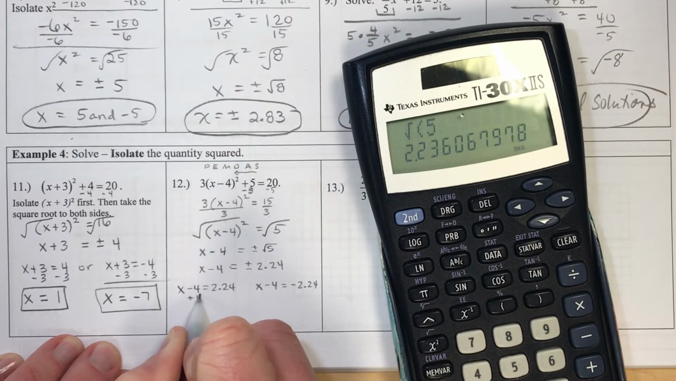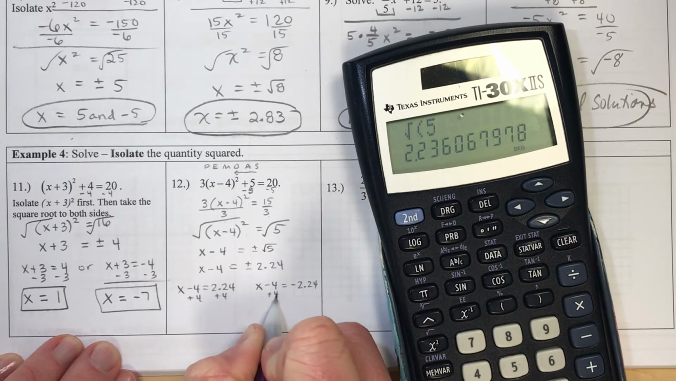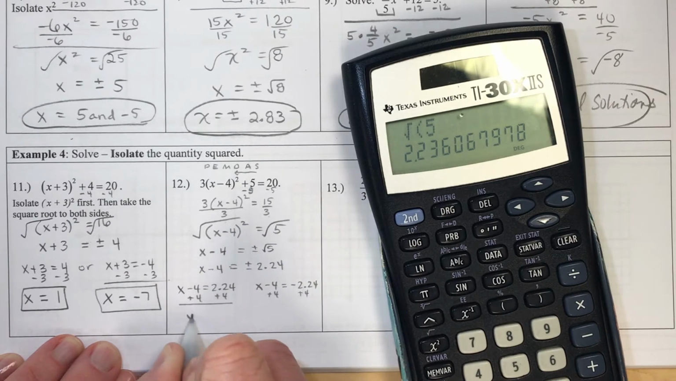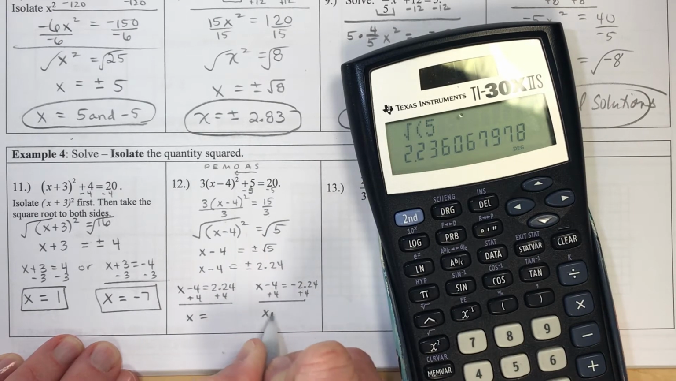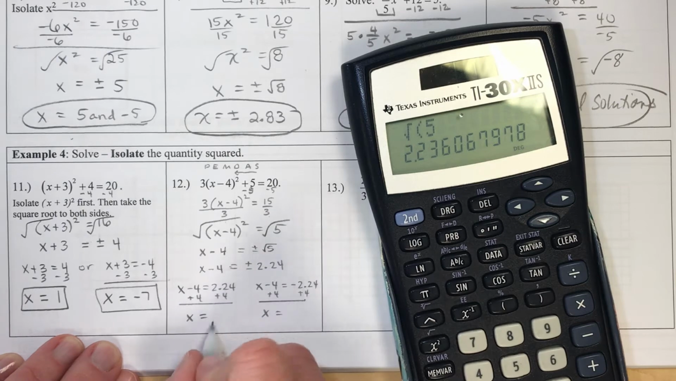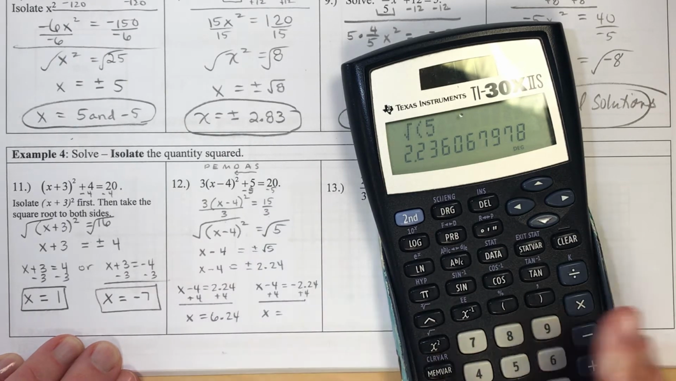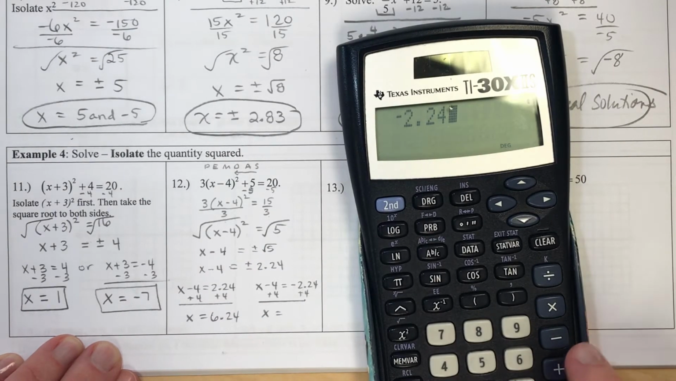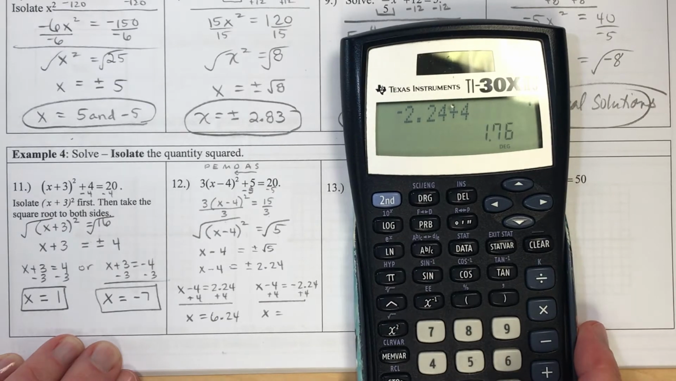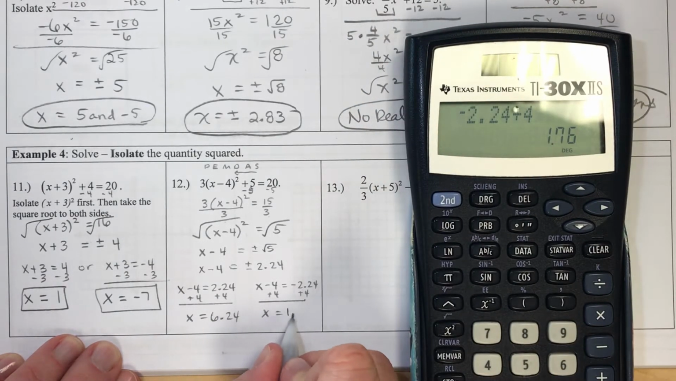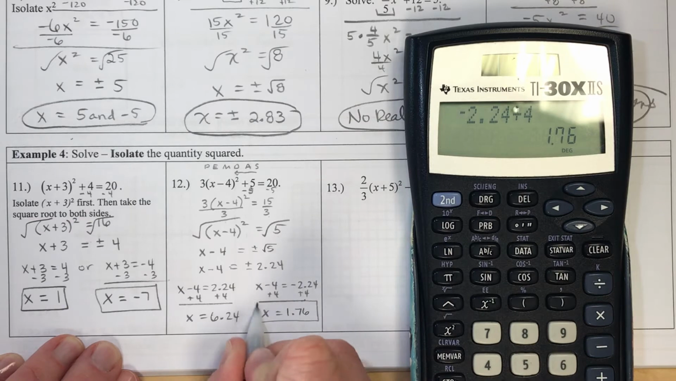And then I'm going to add 4 to both sides, for both of them. But watch, we're going to get 2 different answers. 2.24 plus 4 would be 6.24. And negative 2.24 plus 4 is going to get me 1.76. So these would be my 2 solutions.